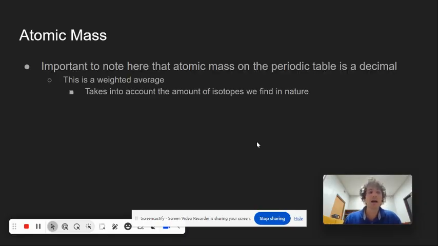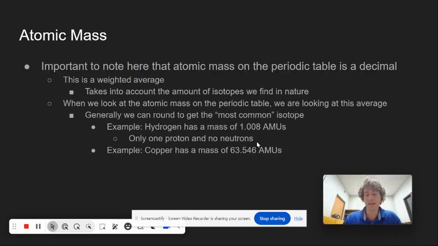Okay, again, talked about this idea of a weighted average. So hydrogen is a great example. Hydrogen's mass is 1.008, very close to 1, because like 99% of hydrogen is hydrogen 1. There is a very small percentage that is hydrogen 2. It has 1 proton, 1 neutron. And then an even smaller percentage that is hydrogen 3, what's called tritium, and that's insanely rare.